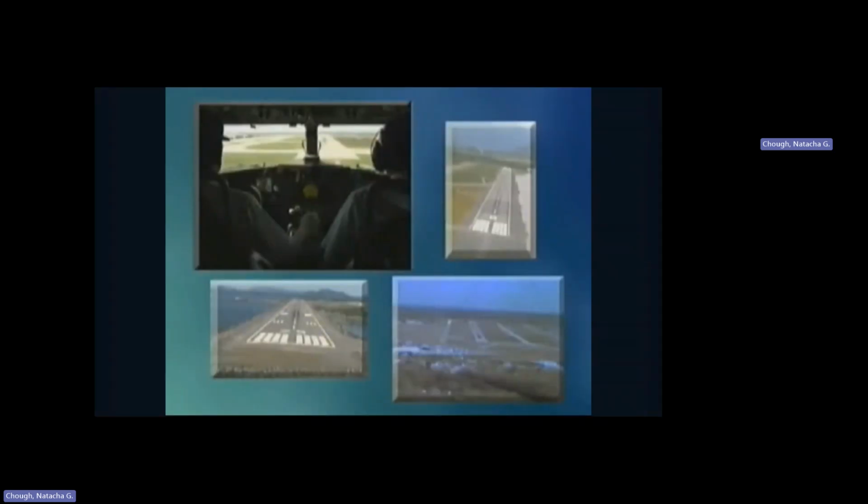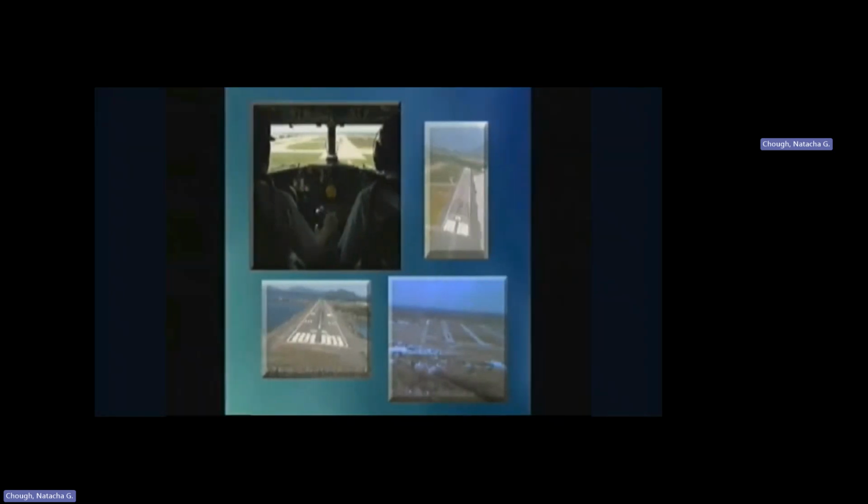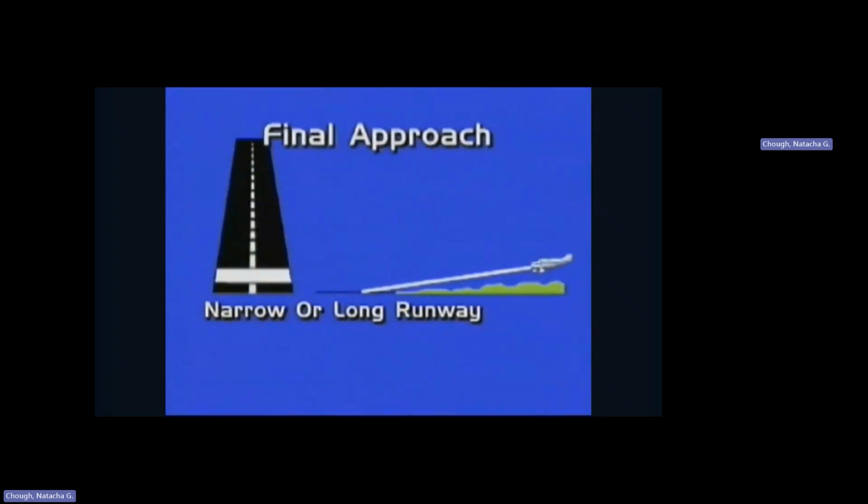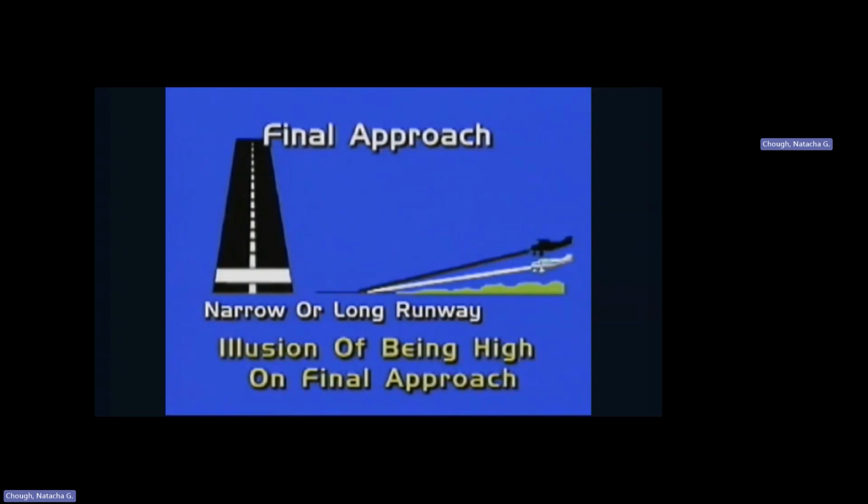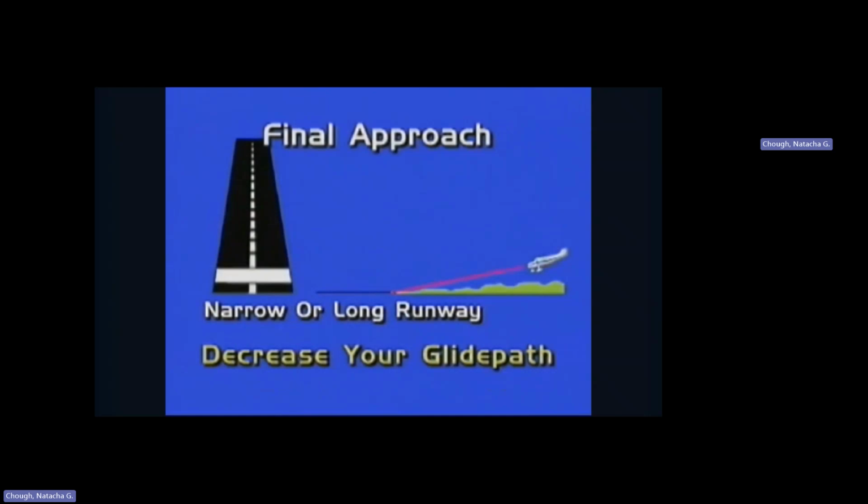Runways with varying widths and lengths are another source of illusions that may affect your perceived glide path. An approach to an unusually narrow or long runway may produce the visual illusion of being high on final approach. If believed, you may respond by pitching the aircraft nose down to decrease your glide path, which, if performed too close to the ground, may result in an accident.